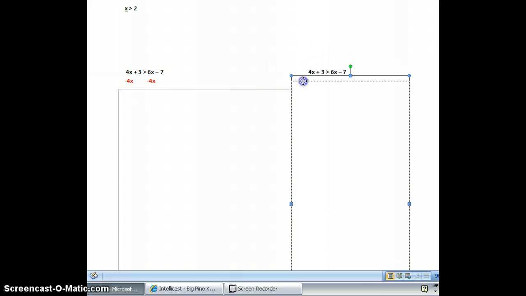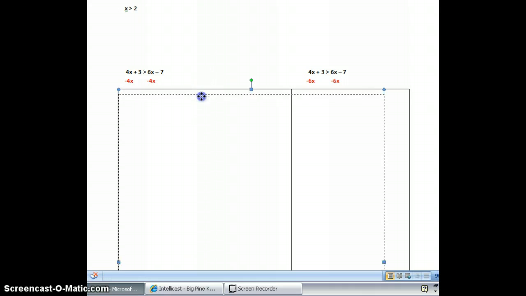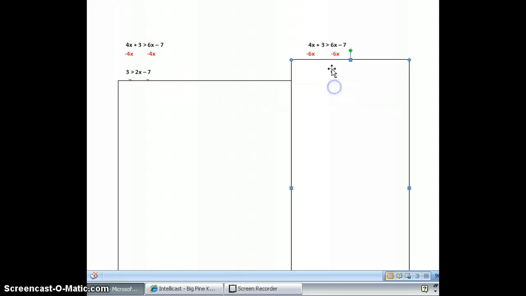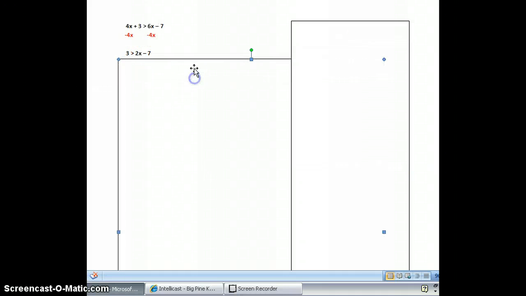So if I do it that way, I'm going to get a positive x. Now, if I subtract 6x from both sides, here's what's going to happen. So I chose to subtract 4x from both sides, and on the left side I've got 3. On the right side, I've got 2x minus 7. Notice the equation still says greater than. The only thing is my x is on the right side.